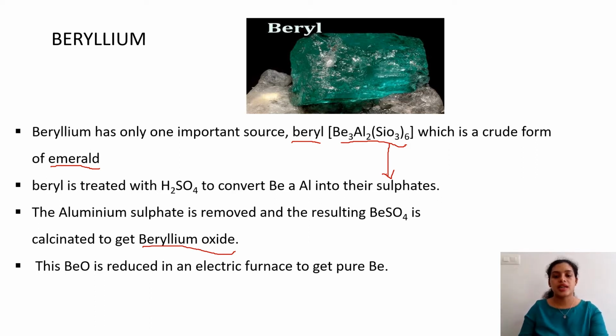From there it is reduced to get pure beryllium. That oxygen is removed by some means in an electric furnace to get pure beryllium. Let me repeat. First, these silicates are converted into sulfates and then aluminum sulfate is removed, and then the beryllium sulfate is calcinated to give beryllium oxide, and from this oxygen is removed in an electric furnace to get pure beryllium.